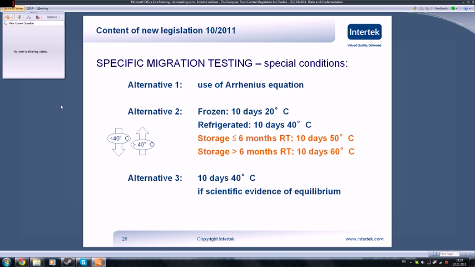Alternative 3 is you still can use 10 days 40 degrees if scientific evidence shows that equilibrium is reached after 10 days.